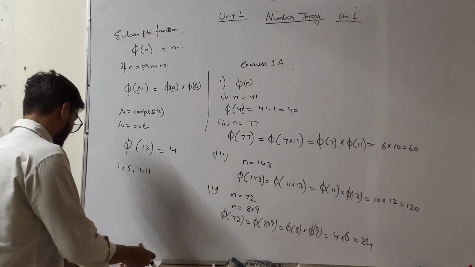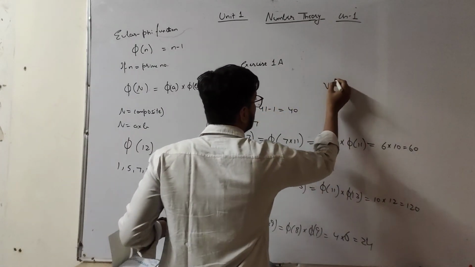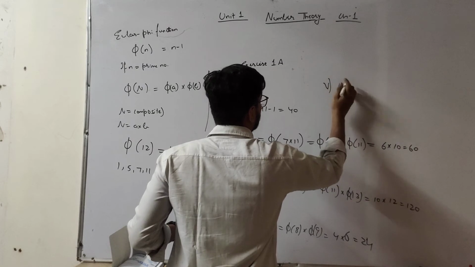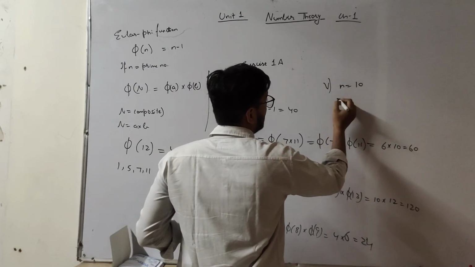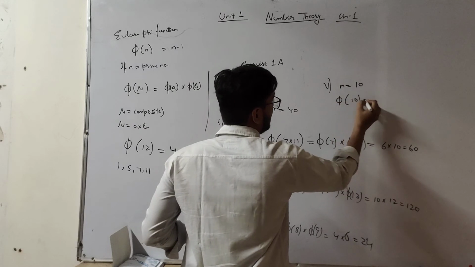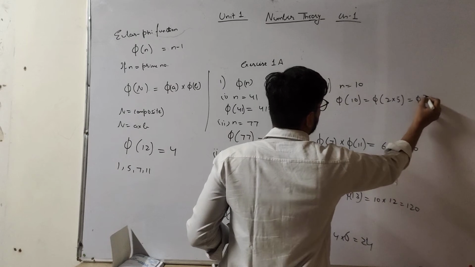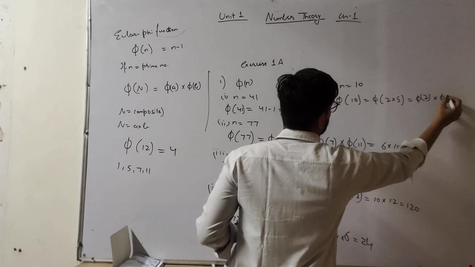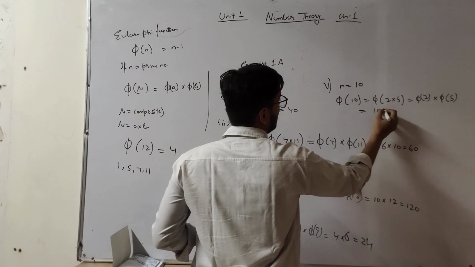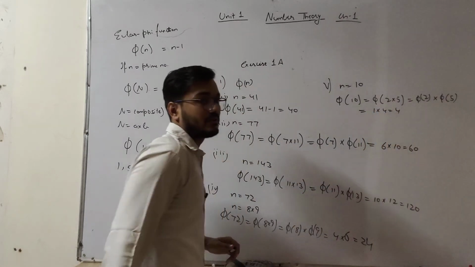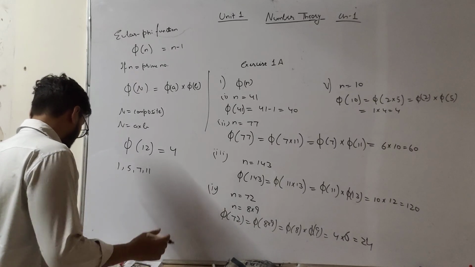Next is the fifth part, where n is 10. We have to determine phi 10, which is phi 2 multiplied by phi 5. Both are prime numbers, so 1 multiplied by 4, which is 4. So the answer is 4. This is the last part.